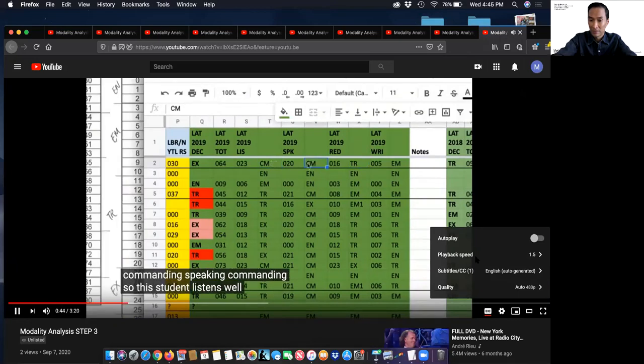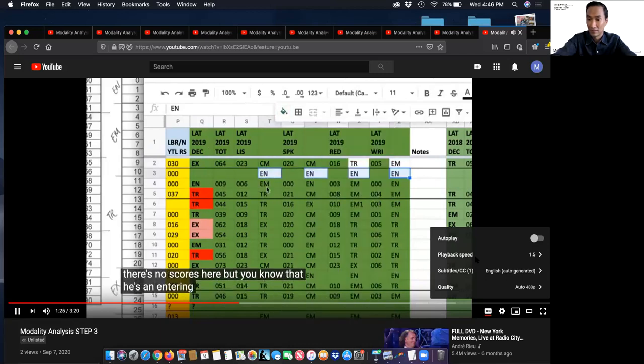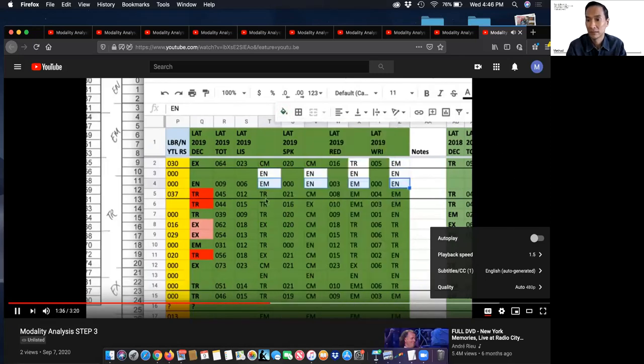So this student listens well and speaks well, but reading and writing are very low. They average out then to a higher score, the middle score of commanding and the lower scores of transitioning and emerging. I will flag those by giving them a different color. Now this one, he just took the entrance exam, and that's why there's no scores here, but you know that he's an entering. And this one, emerging, entering, is the same case. So I just make those all the same.